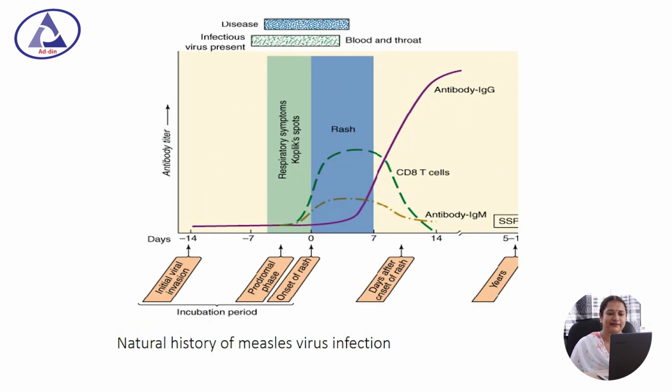Here is the serological event or natural history of measles virus infection. Fourteen days before onset of rash, the virus enters our body. Then the prodromal phase begins 7 days before the rash appears, and 5 to 7 days after the rash appears, the disease subsides. But as a long-term consequence, subacute sclerosing panencephalitis may develop. When the rash appears, it indicates that our cell mediated immunity and antibody mediated immunity are both acting against the virus, and the antigen antibody reaction is the predominant cause of the rash.